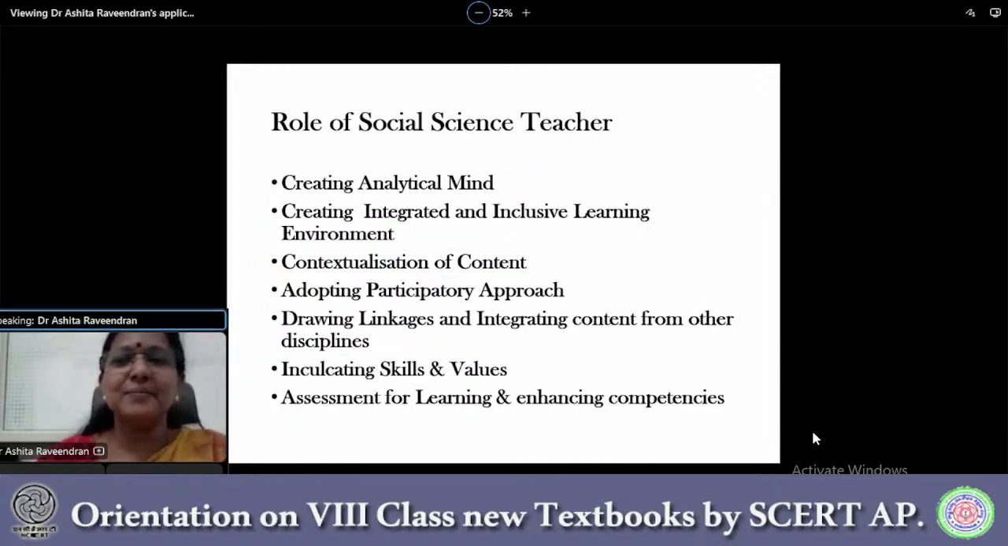Now, these are the major things which I wanted to highlight as the specialty of the social science textbooks, culling out what all has been given in the social science textbooks.